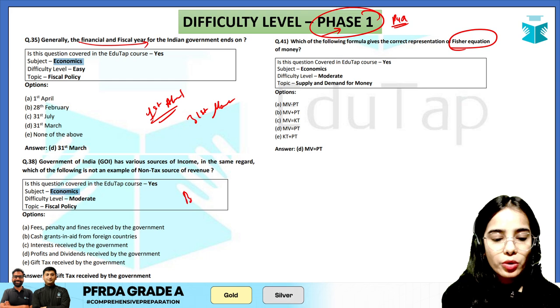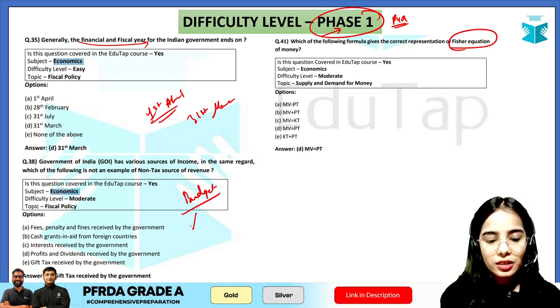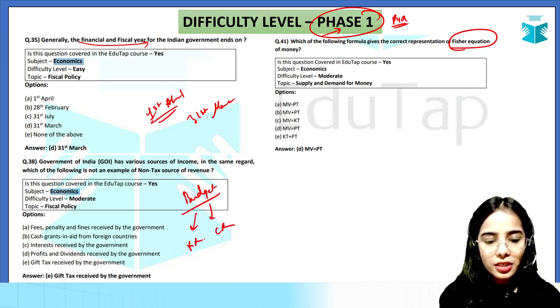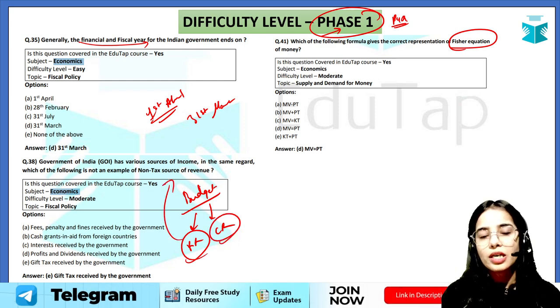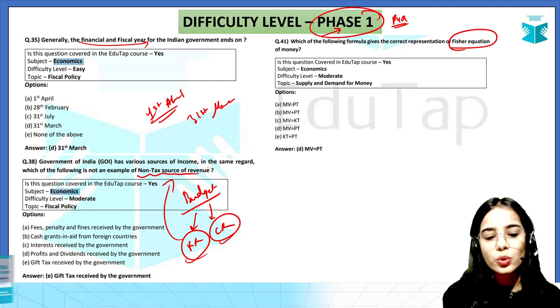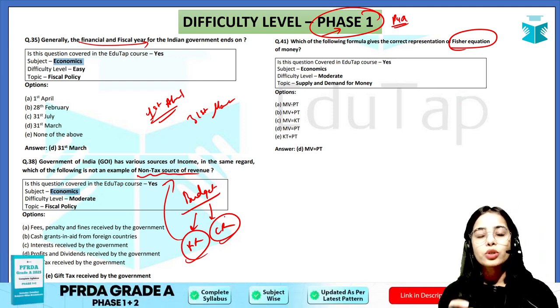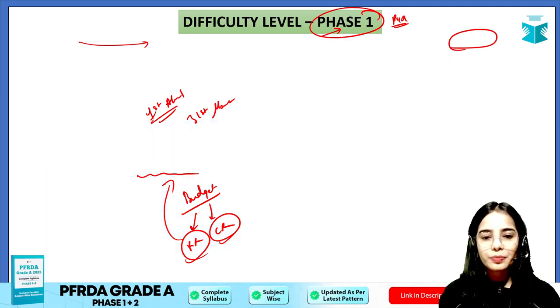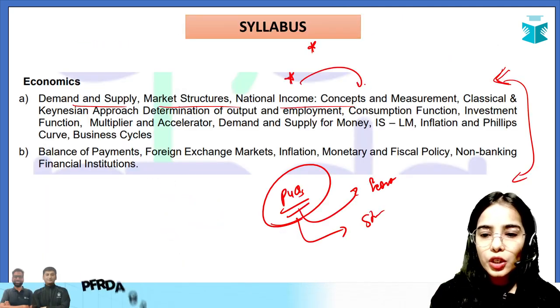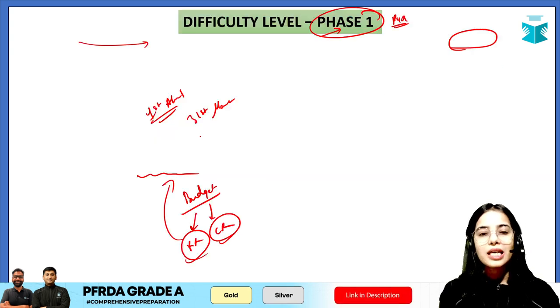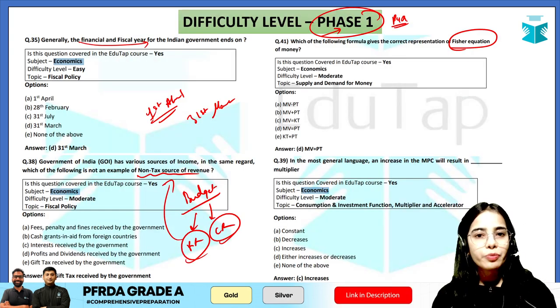Now if you know the structure of the budget, that there are revenue receipts and capital receipts, then again you will be easily able to answer this question that talks about non-tax sources of revenue, okay? Here you can see that if you have basic clarity about the different topics of the syllabus, then you will be able to answer the questions very easily, okay?